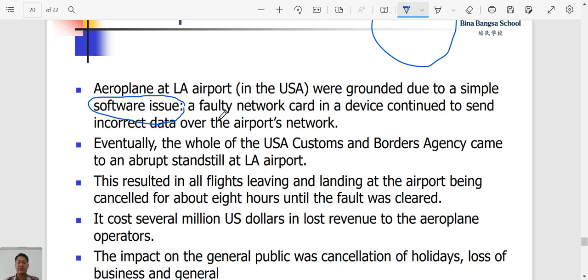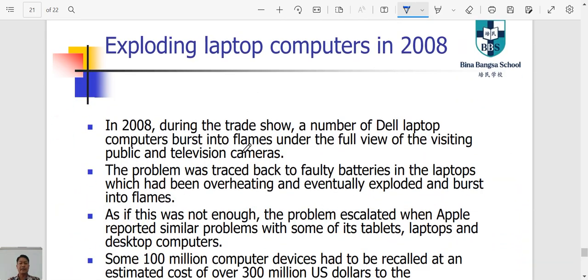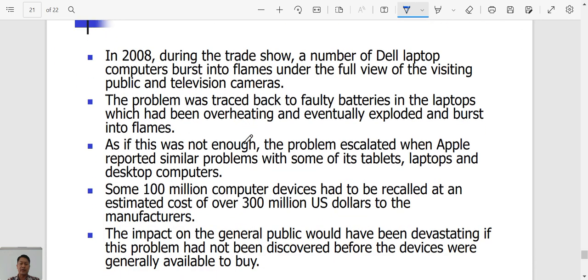So this is very detrimental to human lives. A simple mistake in the creation of software could lead to the destruction of human life, and of course it would cause a lot of disturbance. The other example is exploding laptop computers in 2008. There was a trade show where Dell laptop computers burst into flames in full view of the visiting public and television cameras.